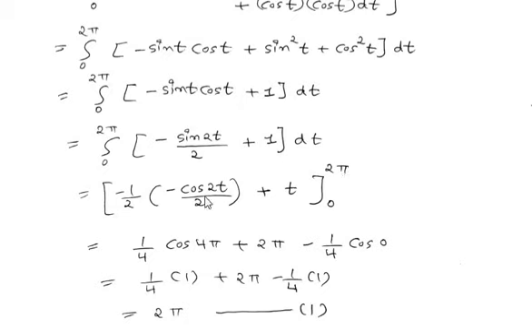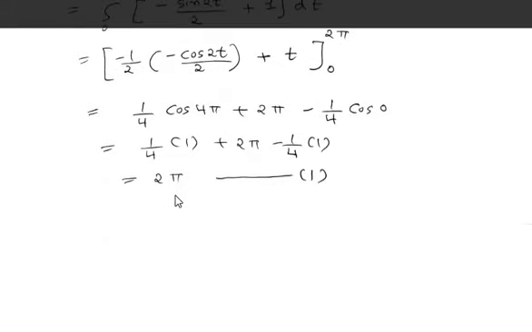The upper limit is 2 pi. So this is minus minus plus, which becomes 1 by 4. If you replace t by 2 pi, the result is cos 4 pi, and t by 2 pi, so it is 2 pi. Then after that, 0: minus minus plus 1 by 4 and cos 0, replacing t by 0. Now 1 by 4 as it is, cos 4 pi has the value 1, 2 pi as it is, and cos 0 is 1. So this is minus 1 by 4. Minus 1 by 4 plus 1 by 4 will cancel out, and the result is 2 pi. So we have worked out the line integral of F dot dr bar, and its result is 2 pi.